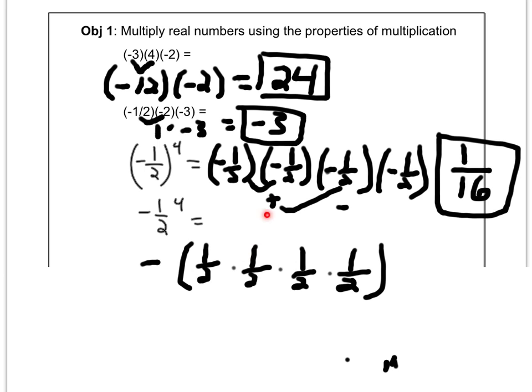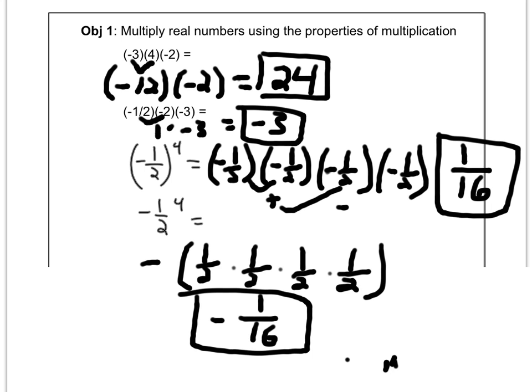Notice the difference between these two problems right here. Here, I'm multiplying the negative every time because it was in the parentheses. Here, I'm not using the negative every time. I'm only using it once, because it's not in the parentheses. Well, first we have to do our parentheses here. 1/2 times 1/2 times 1/2 times 1/2. We just did that one up there. That's 1/16. But now it says my answer needs to be the opposite of that. So my answer is negative 1/16 now.